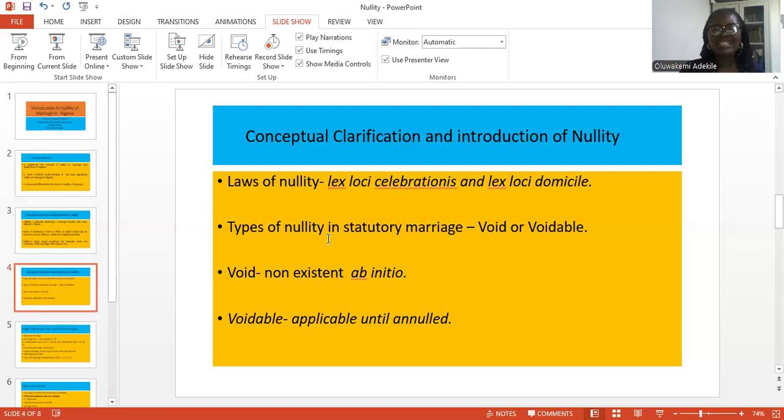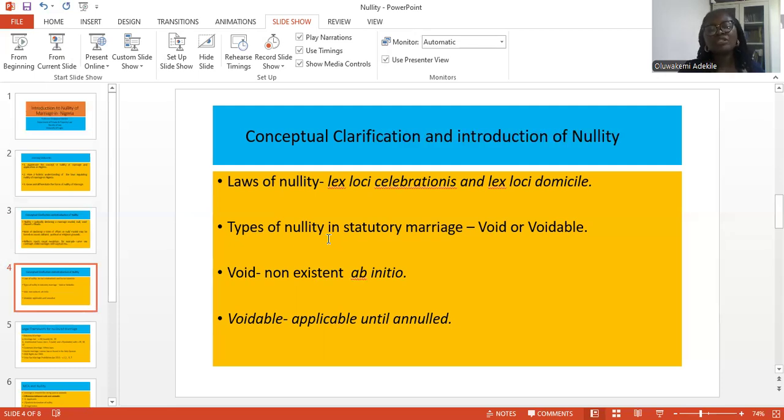Now, when it comes to the statutory marriage, the law of nullity would be either because a marriage is regarded as void or that the marriage is voidable. When we talk about nullity with regards to statutory marriage, you have to identify whether you are talking about a marriage that is void or a marriage that is voidable. When it is void, the law regards it as not existing at all, as if they never got married. It is void ab initio, from the beginning. In the eye of the law, it did not take place.